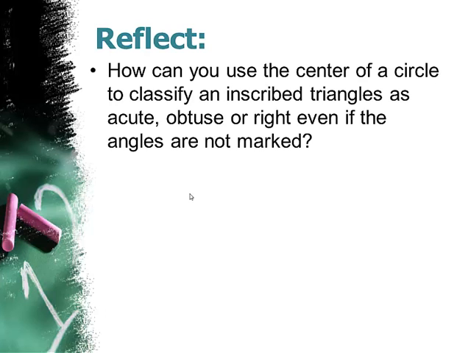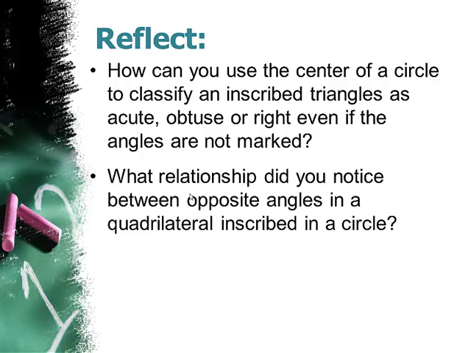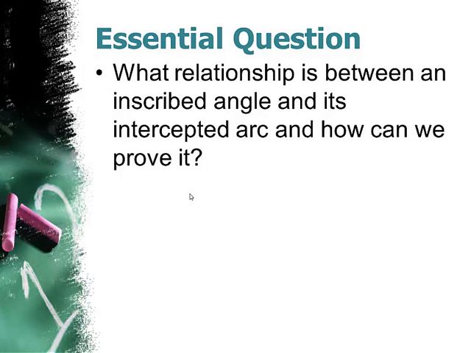So in reflection, how can you use the center of a circle to classify inscribed triangles as acute, obtuse, or right, even if the angles are not marked? What relationship did you notice between opposite angles in a quadrilateral inscribed in a circle? Hopefully you saw those angles are always supplementary. And then generally for the whole lesson, what relationship is there between an inscribed angle and its intercepted arc, and how can we prove it?